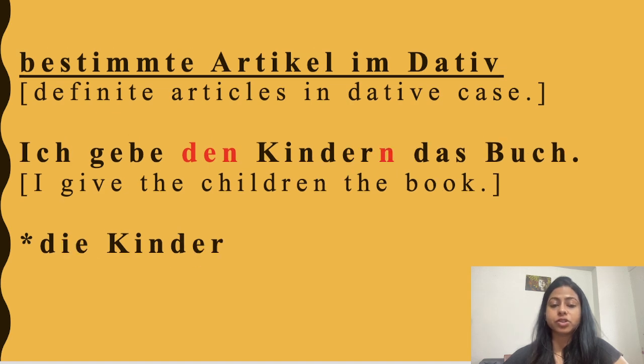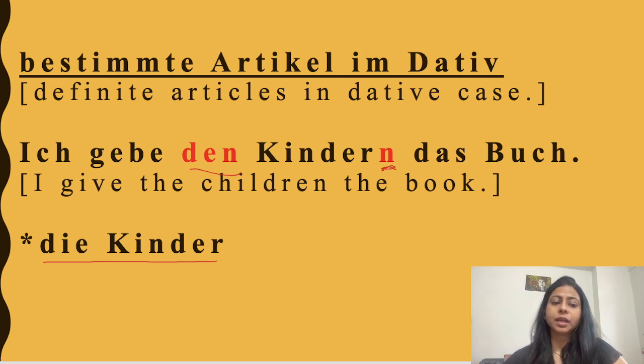Let's see what happens to plurals. Ich gebe den Kindern das Buch. So I give the children the book. Now die Kinder changes to den Kindern in dative. Den, plus at the end we put n.